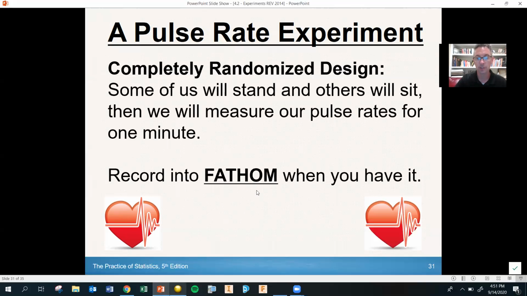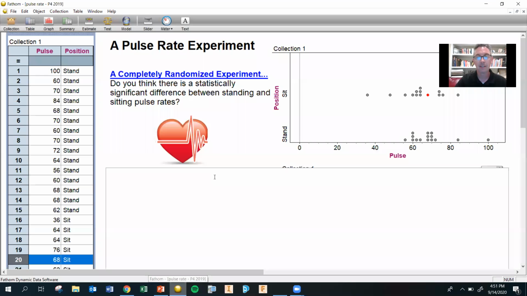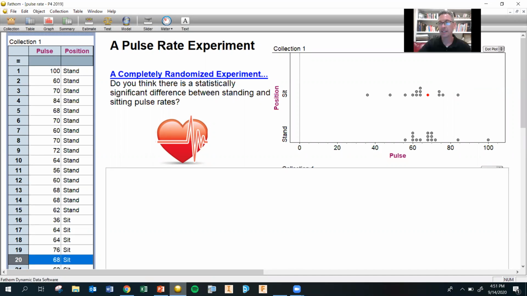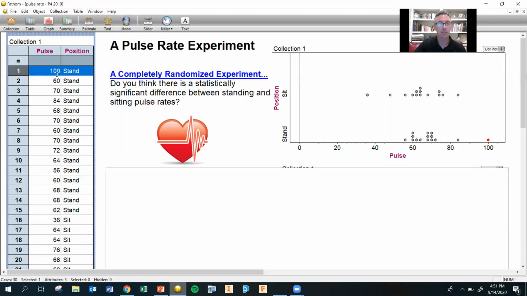Here are the results. We're using a software program called Fathom. Fathom lets us put some of the results in and build a dot plot from it. So here's what we've got. The first 15 people in this class stood first. You can see over here, if I click on the first person, that person had a pretty high pulse rate of 100. This dot plot down here on the bottom is the pulse rates for the people that were standing. There's that person at 100.